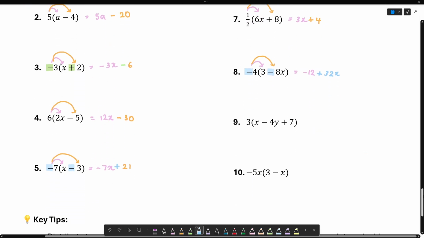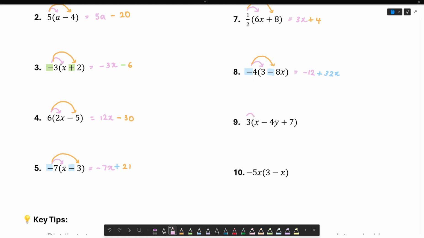Question number 9 is the same concept, okay? Even though there are 3 terms, we're doing the exact same thing, where we multiply the outside term with the first term, then we multiply it with the second term, and now we just multiply it with the third term. Okay? And 3 times 7 is a 21. All right. Last question is same thing as well.